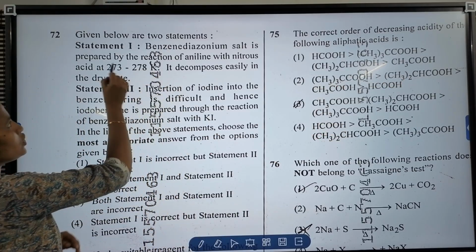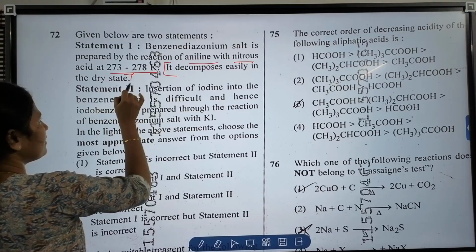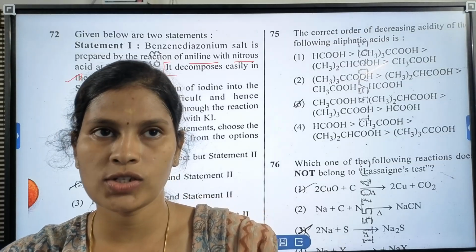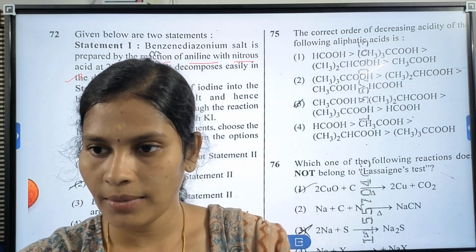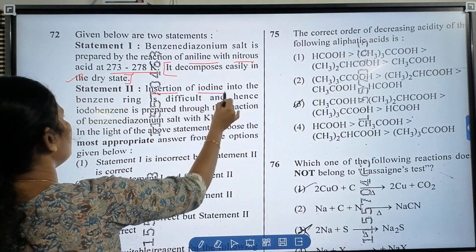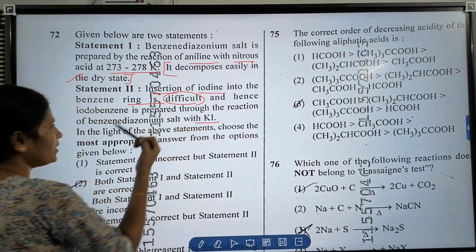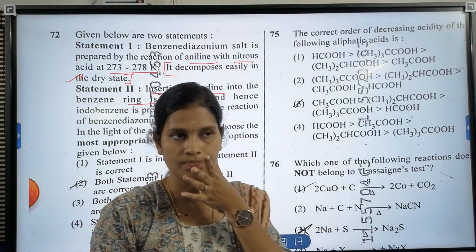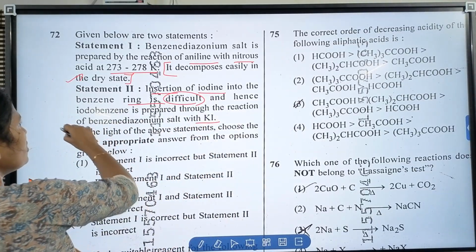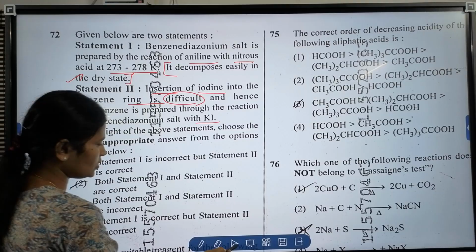Benzene diazonium fluoride can be prepared by the reaction of aniline with nitrous acid. It is correct. It decomposes easily in a dry state. That is correct, because dry state in the sense we have to heat. The entire reaction happens in aqueous medium. We have to heat, and at that time it will decompose. Okay, fine. Insertion of iodine into the benzene ring is difficult. Yes, of course. Hence iodobenzene is prepared through this, because if you are doing it in the presence of light, at that time the reaction will be reversible, so this method is preferred. So this is also correct. Both the statements are correct.